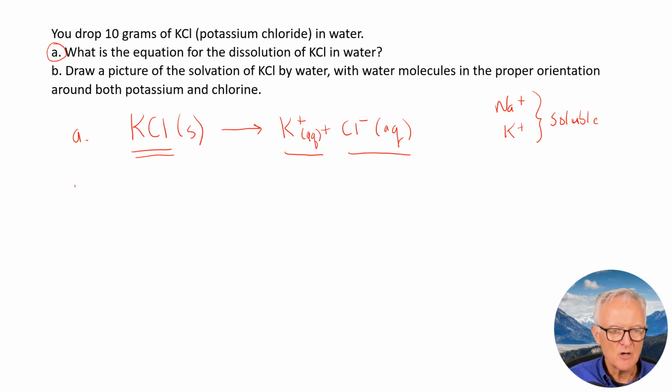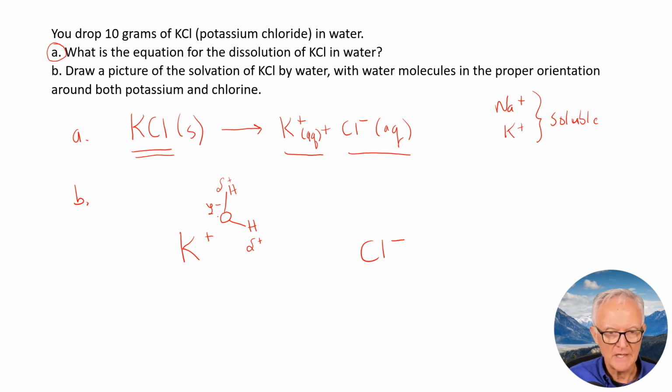In B, draw a picture of the solvation of KCl by water. So in water, we have potassium ion and chloride ion. Potassium has a positive charge, so we know that will attract the negative pole of water. So the oxygen in water will be oriented toward the potassium, right? Because oxygen has that partial negative charge, and the hydrogens have the partial positive charge, right?